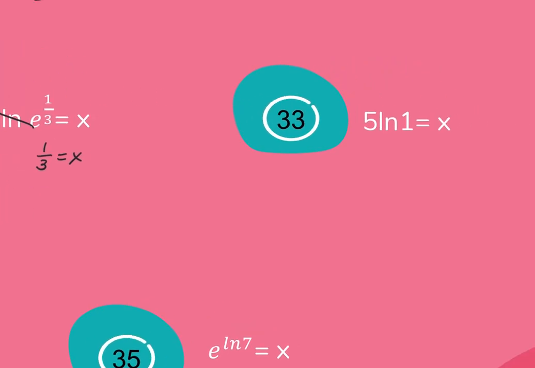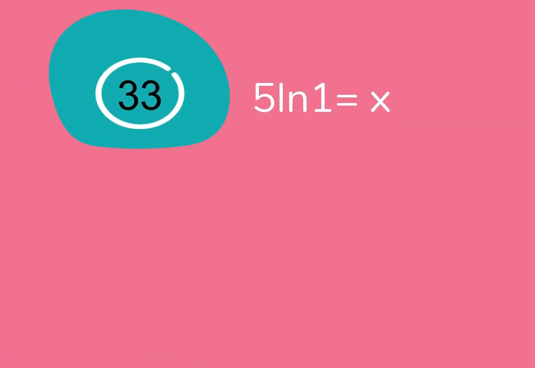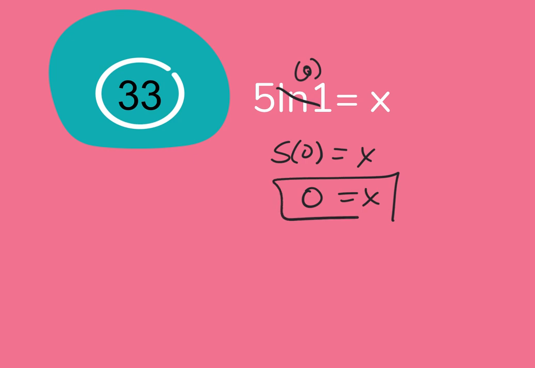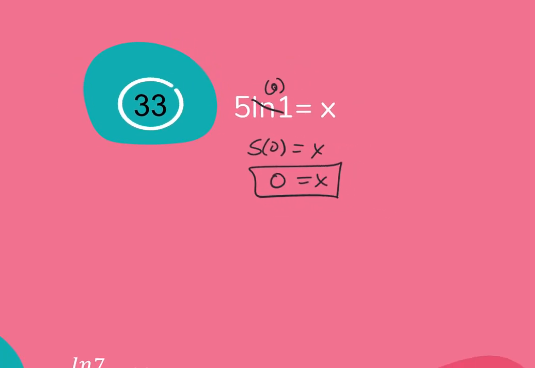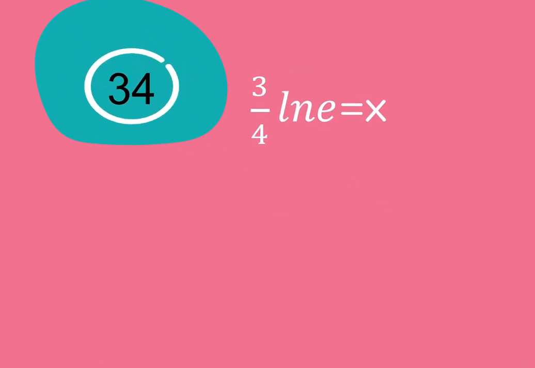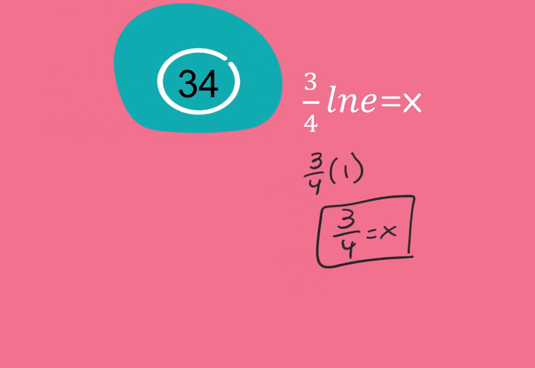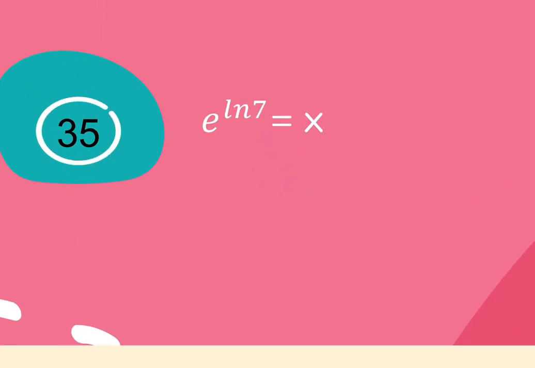All right, go to 33. What is ln of 1? 0. So 5 times 0 is 0. If you had a calculator, you could actually just plug that whole thing in, 5 ln of 1, and it will give you 0. But most likely on a question like that, you're not having your calculator. All right, 34. 3/4. Good. It would be 3/4 times 1, which is just 3/4. And 35? 7.